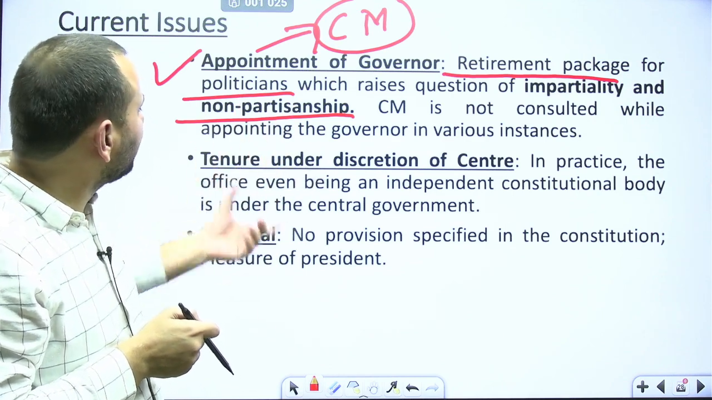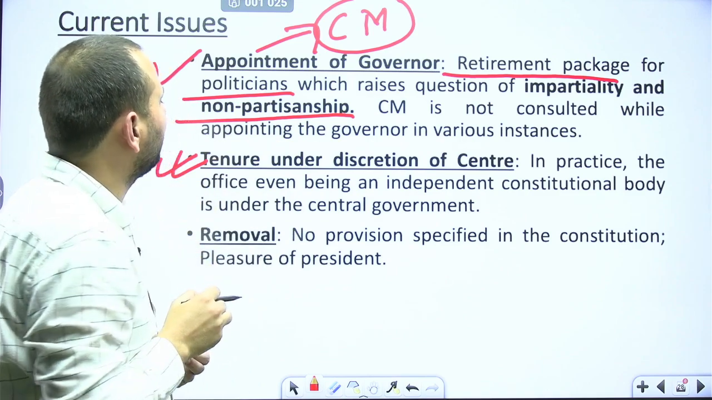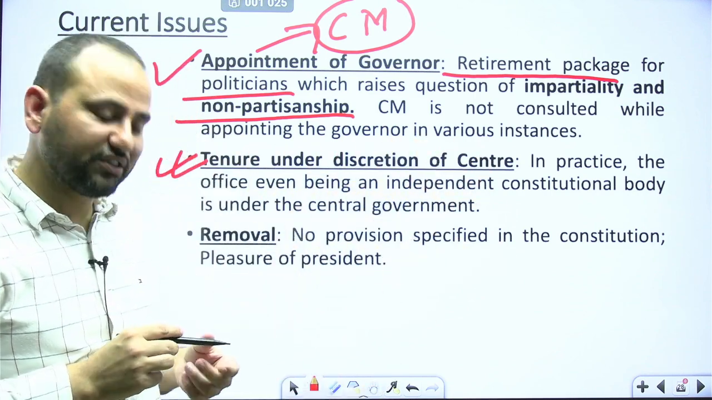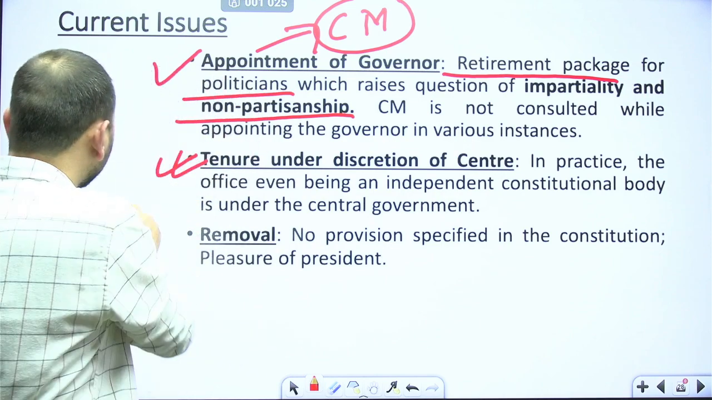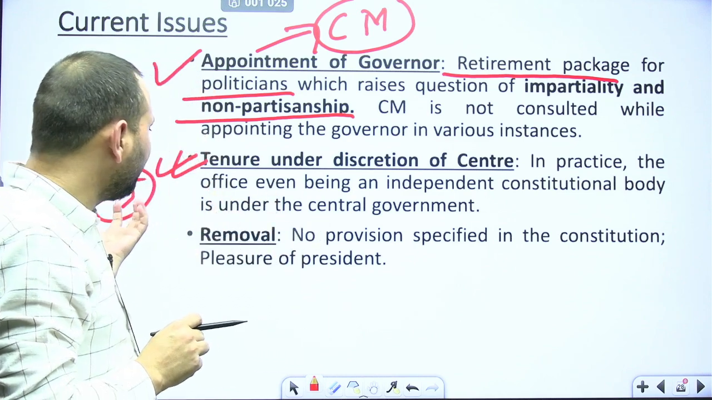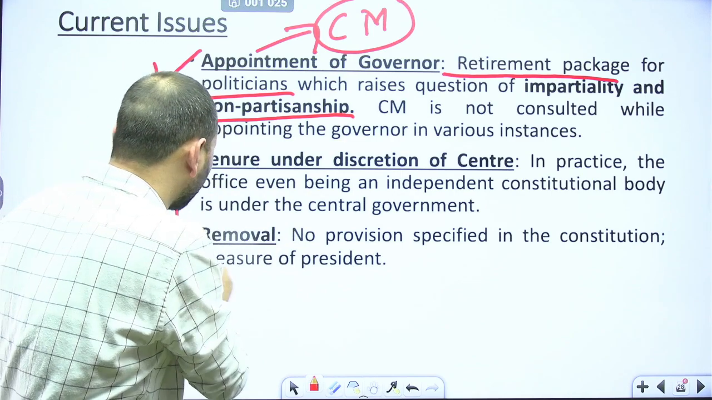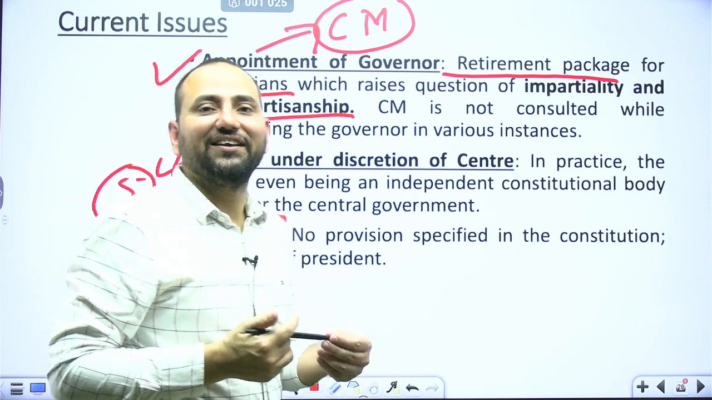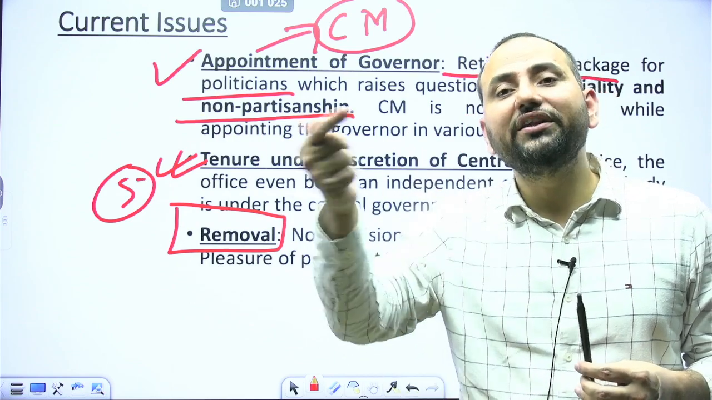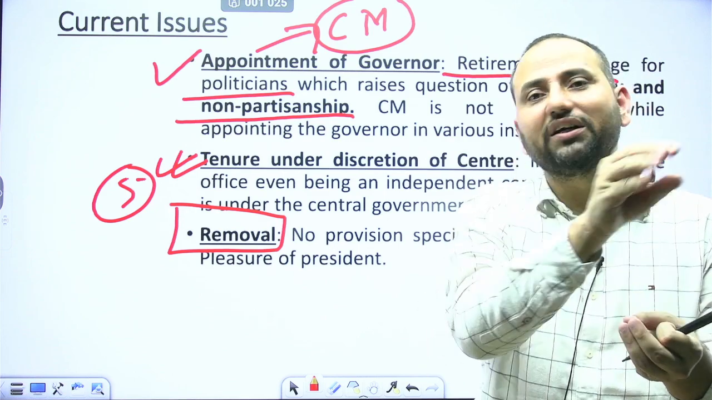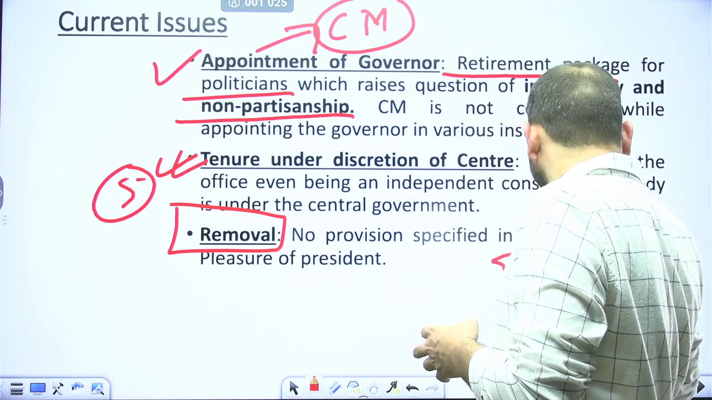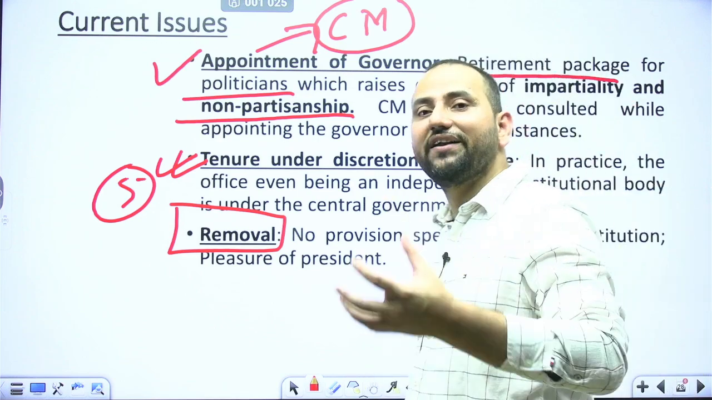Another very important issue is with reference to tenure being under the discretion of the center. If you talk about this, you have to understand very clearly that the constitution provides for a five-year period, but there is no removal process, and the center can recall them anytime. And do you know, a line is said again and again that removing a central government employee is tougher than removing the governor. So it is much easier to remove a governor than a central government employee, because Article 311 of the Indian Constitution comes up for safeguarding central government employees.